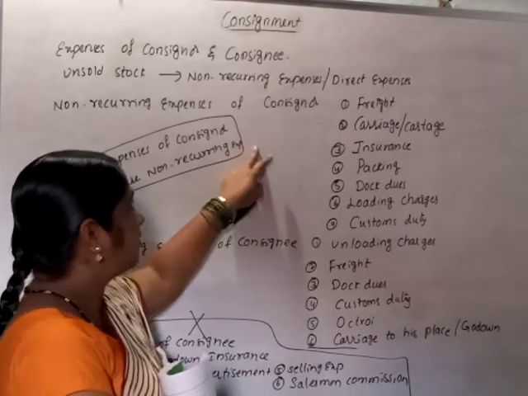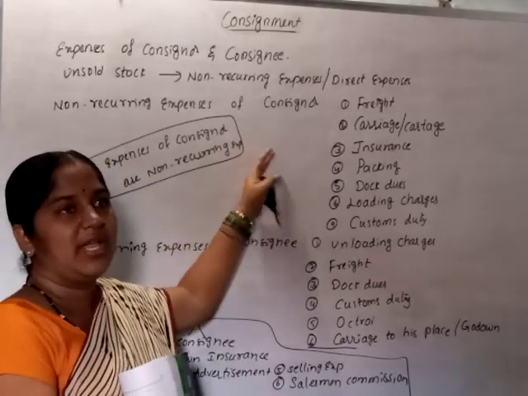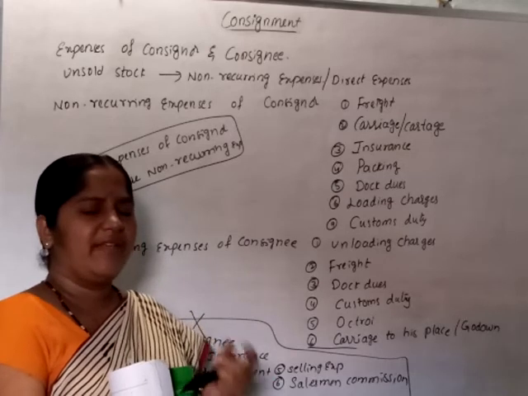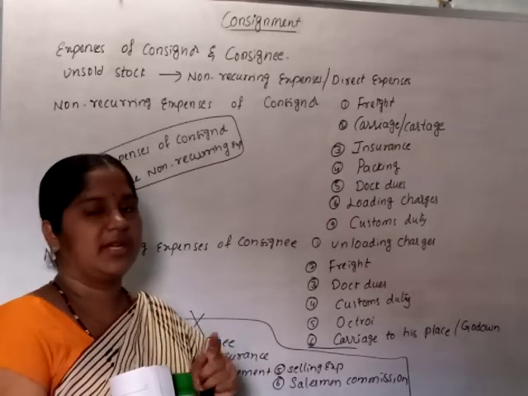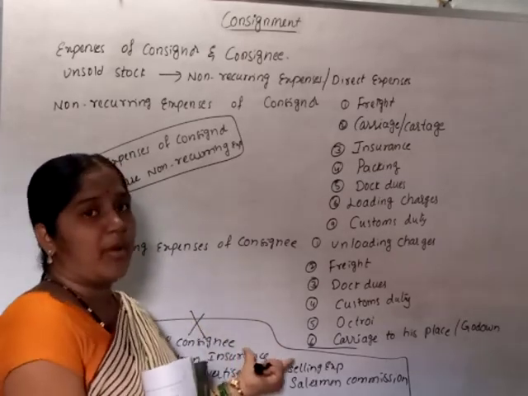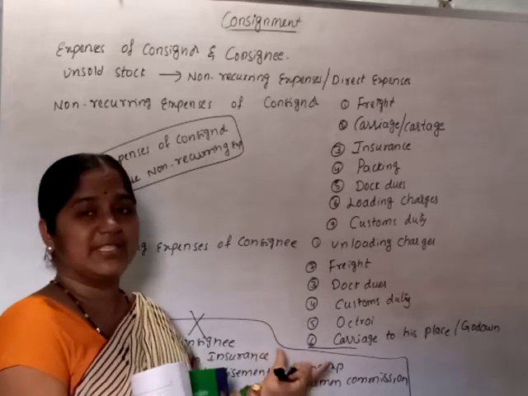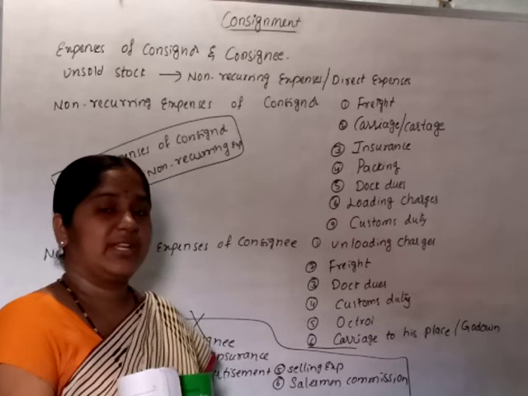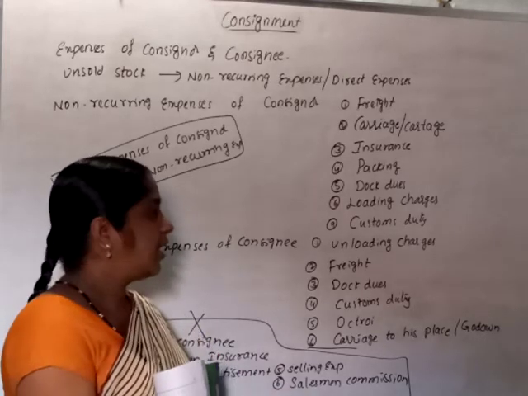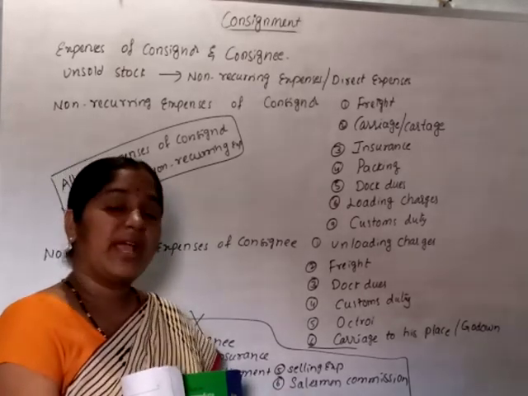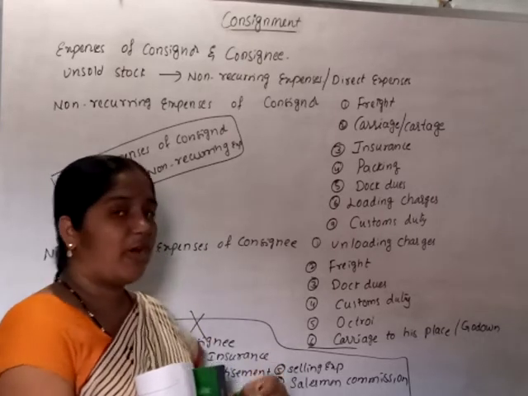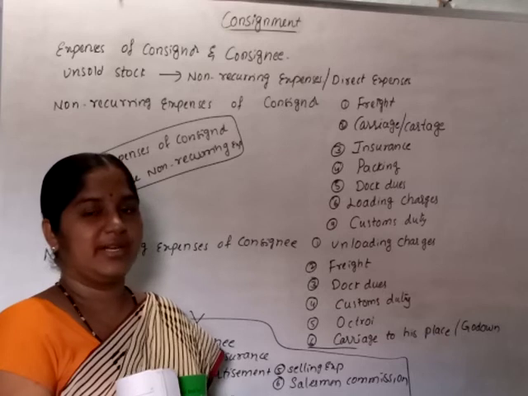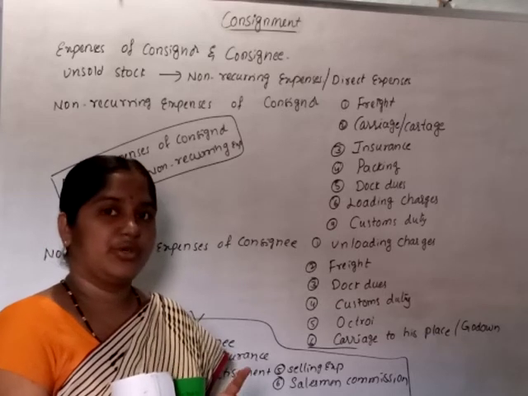So there is no need to get confused, because whatever expenditures of the consignor are given in the problem, we can know that those all come under non-recurring. But when expenditure of the consignee is given to you, in that case you have to identify whether it is a recurring expenditure or a non-recurring expenditure. Only the non-recurring expenditure we have to consider for calculation of the unsold stock.